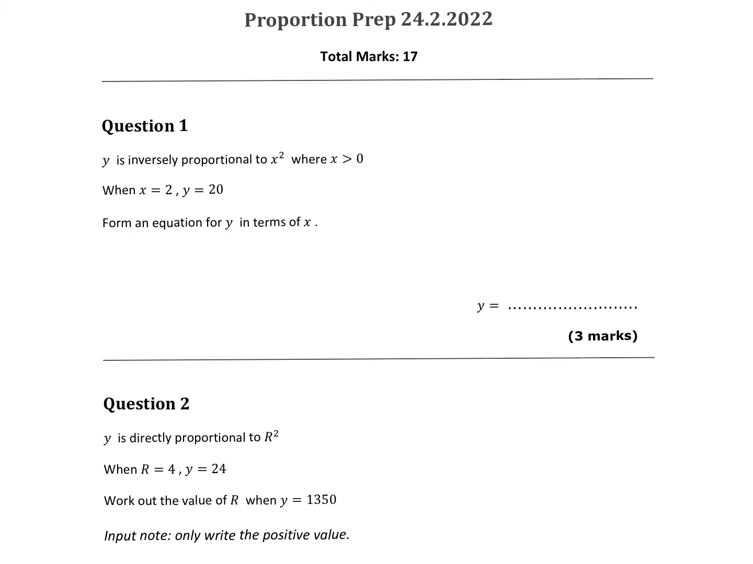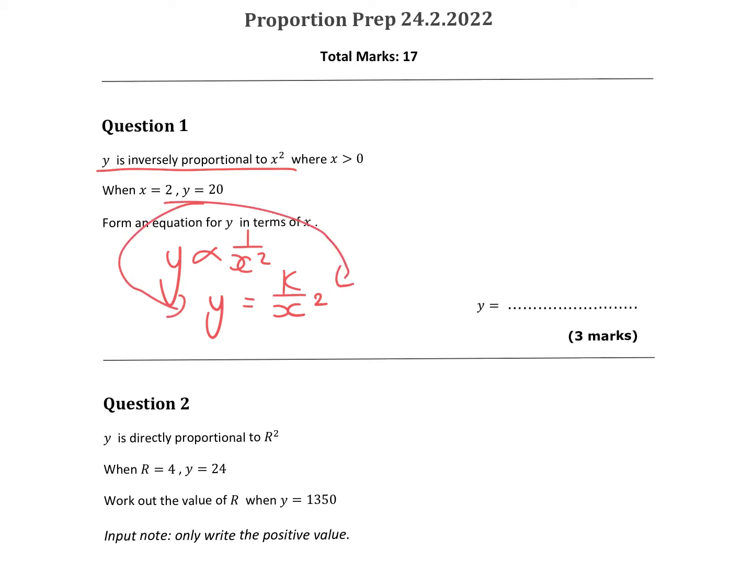Okay, question one then. If y is inversely proportional to x squared when x is bigger than 0, and when x equals 2, y equals 20, form an equation. So inversely proportional, y is proportional to 1 over x squared, or y equals k over x squared. And then we just sub in y and x. So we'll end up with 20 equals k over 2 squared. That's 20 equals k over 4. K equals 20 times 4 is 80, so your equation is y equals 80 over x squared for the first one.